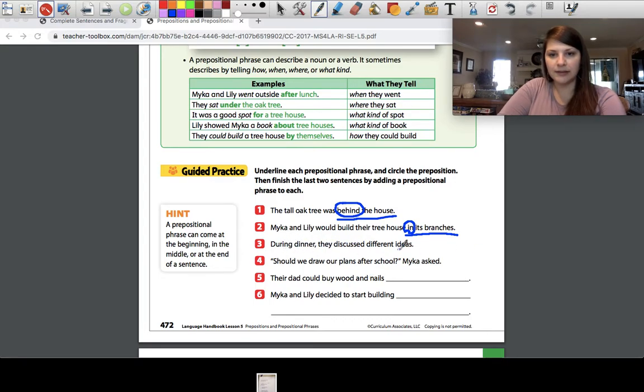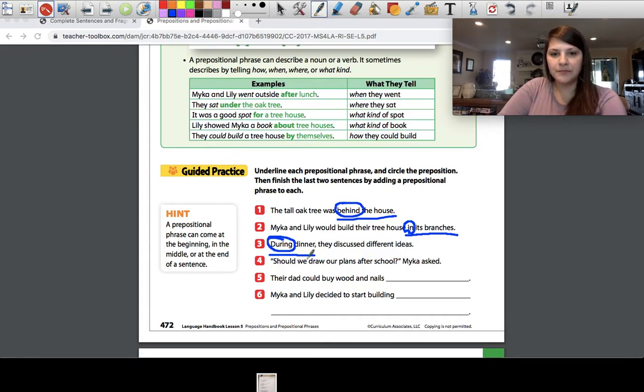During dinner, they discussed different ideas. During is my preposition. During dinner would be my prepositional phrase. So these two are at the end of the sentence. This one's at the beginning. And this one is telling me when they would discuss the different ideas.